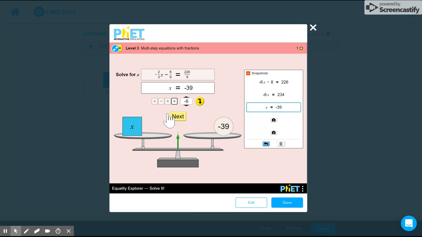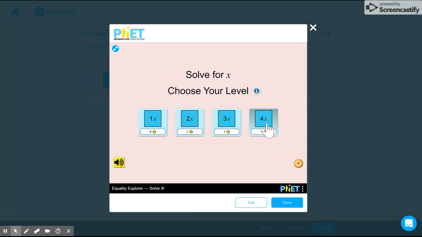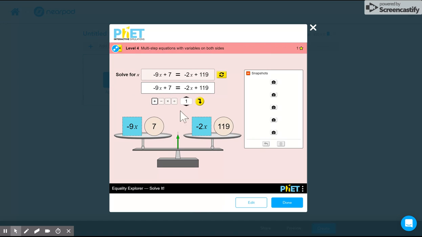And that was correct. When you're ready for the next problem, you just click next problem and it will give you something new. When you go to level 4, now we have a problem like this where we have variables on both sides. So I need to move my variables and get them on the same side of the equation. So I could either add 9x to both sides or add 2x to both sides. I'm going to add 9x to both sides.